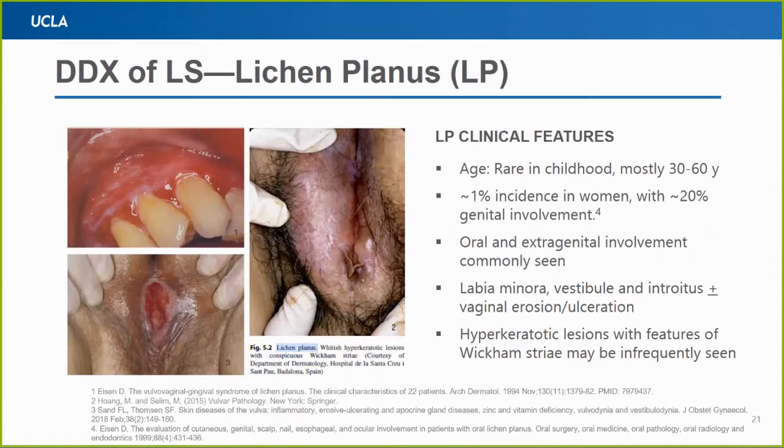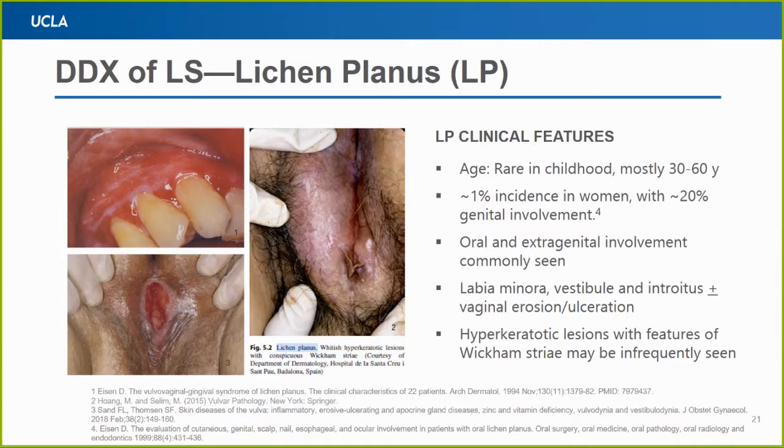Since early LS can show nonspecific features, lichen planus is a differential diagnosis for us. LP is mostly a disease of adult women, and while oral and cutaneous involvement are more common, 20% of patients may present with genital involvement. The typical presentation is introital erythema plus or minus vaginal involvement.